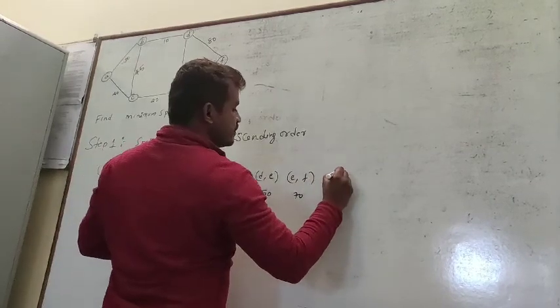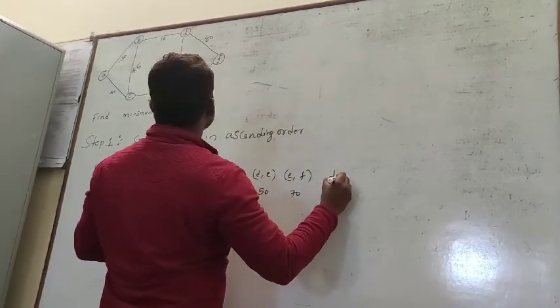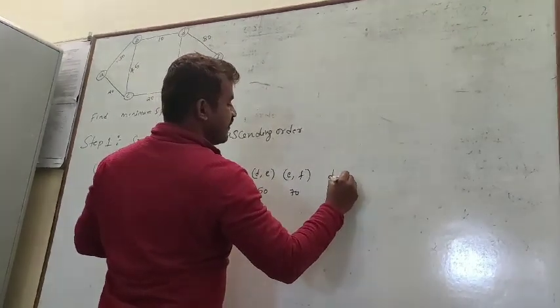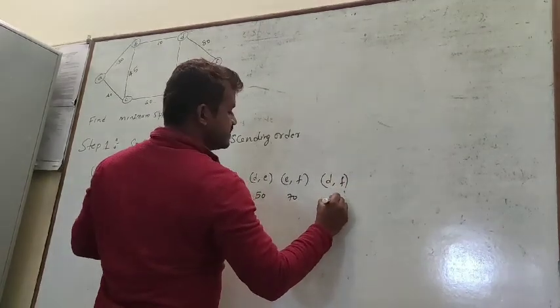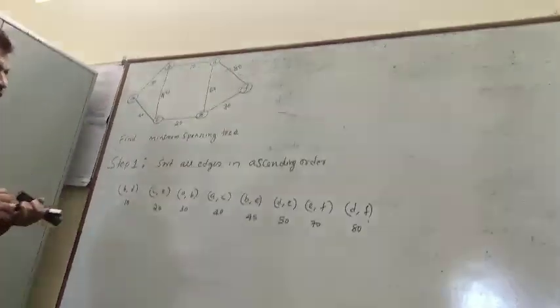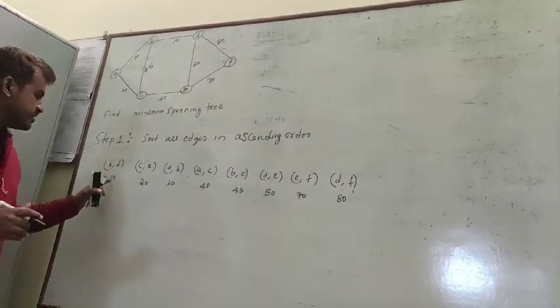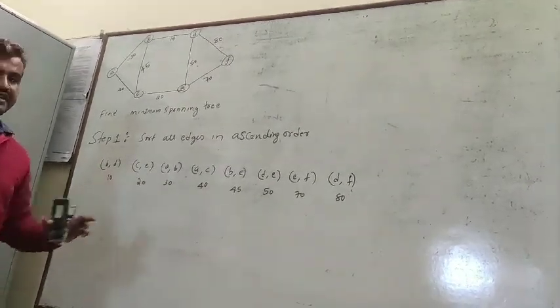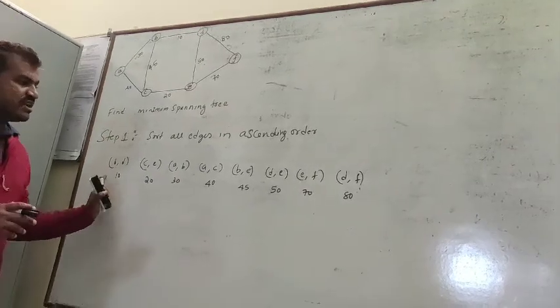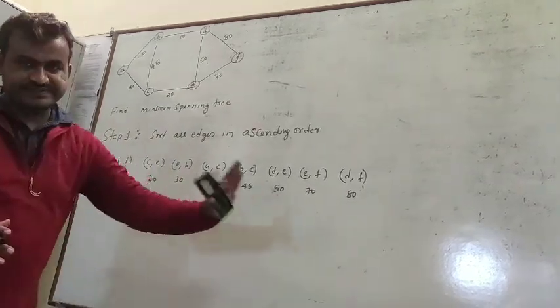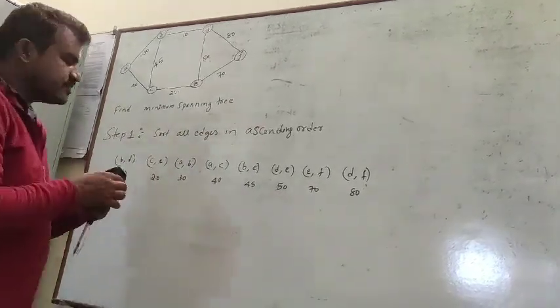Then D to F it is 80. First, you have to sort all the edges, which you have to write along with the weight of those edges. This is in ascending order. Okay, next step 2.